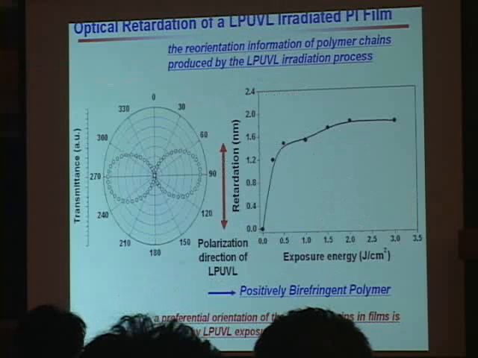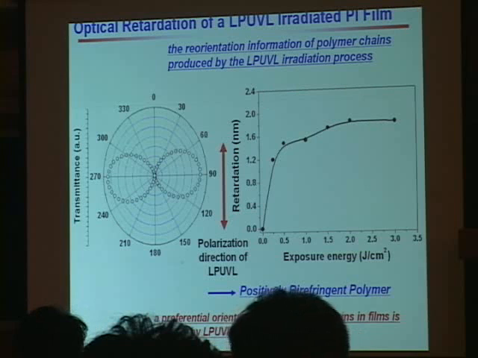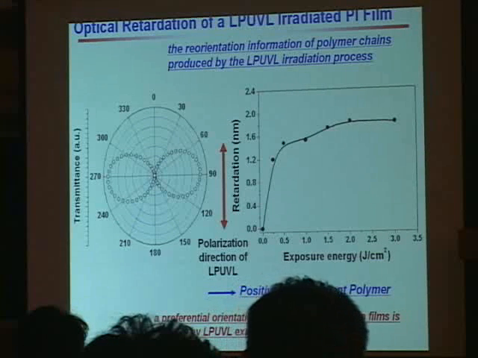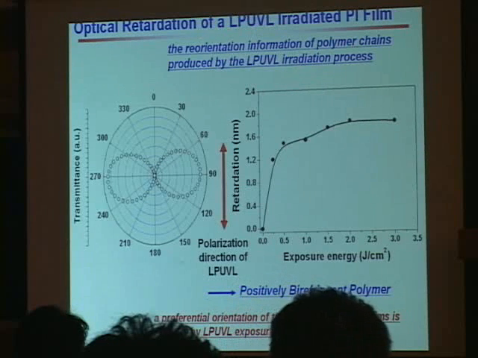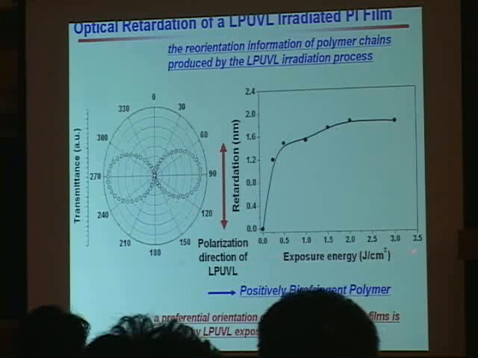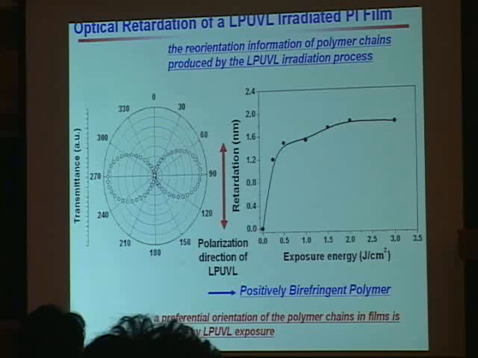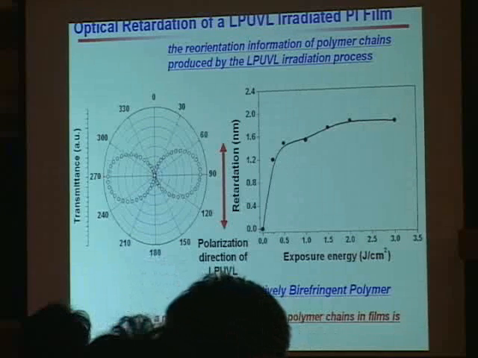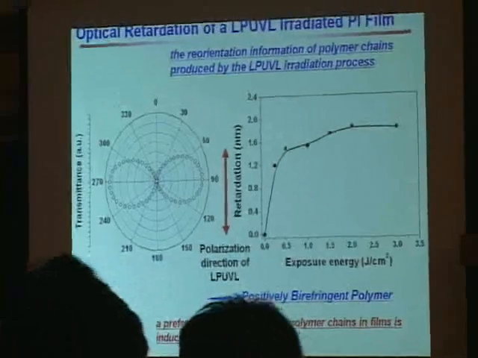And we measured the optical retardation using the polyimide film irradiated by linearly polarized UV light. Before, we used unpolarized UV light, but from here we use linearly polarized UV light, and we can see the retardation value increases with increasing exposure energy. It means the polyimide chain is aligned, induced by the linearly polarized UV light exposure.